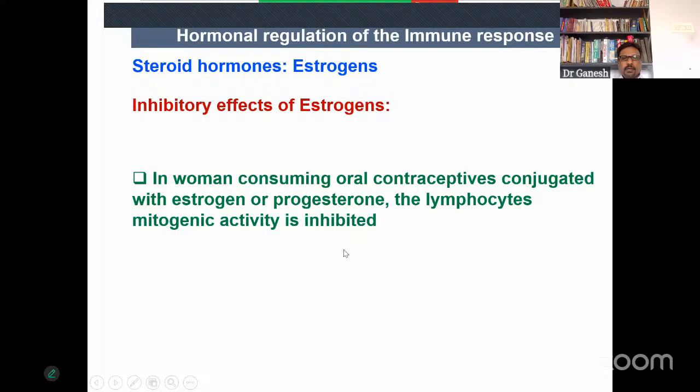So in women consuming oral contraceptives conjugated with estrogen or progesterone, the lymphocytes' mitogenic activity is inhibited, because the oral contraceptives are mainly based on the disruption of the menstrual cycle. This is mainly because of the estrogen and progesterone that are a major ingredient within these hormonal pills. Because of the high concentration of estrogen as well as progesterone, they are known to suppress the immune system. So the lymphocytes' mitotic activity will be suppressed during the contraceptive intake period.